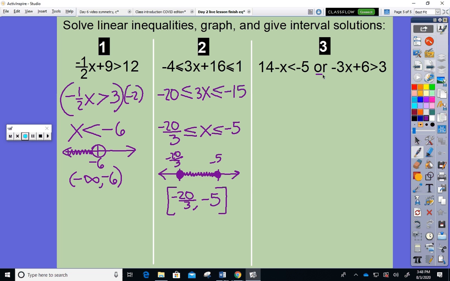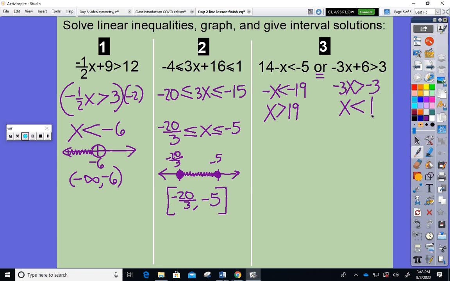On number 3, it's an OR, which indicates that you're going to have two separate inequalities, two separate shaded regions, and two separate intervals. So here I'm going to say negative x is less than negative 5 minus 14, and when I divide by negative 1, I flip over the inequality. Over here I've got negative 3x is greater than 3 minus 6, and when I divide by negative 3, I flip the inequality and get 1.